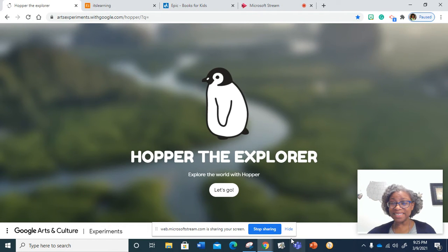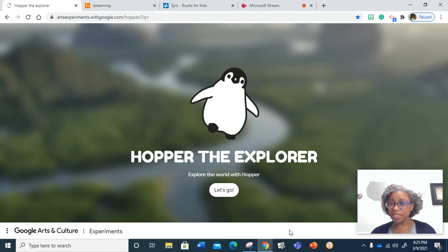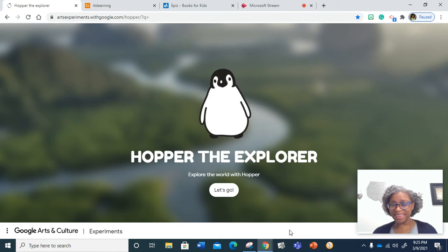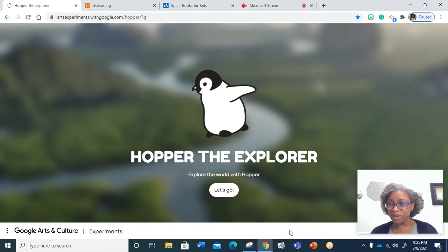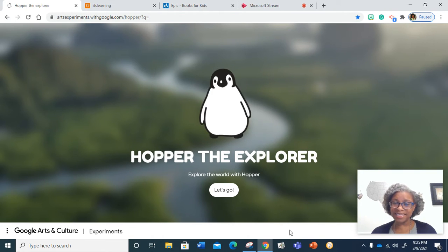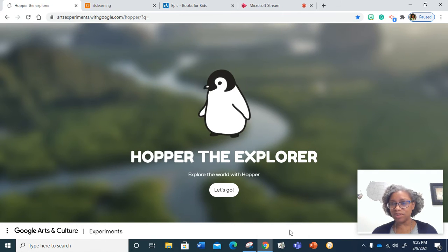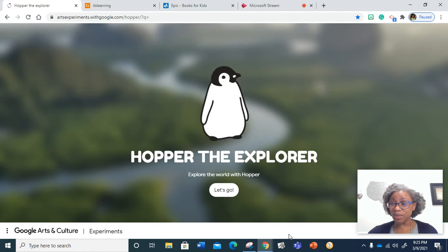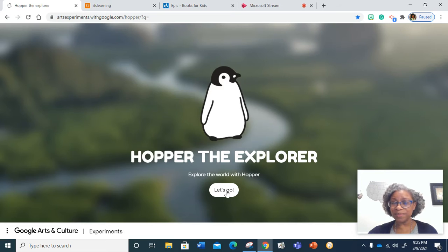And today I'm excited to share with you the next part of our economics unit, which is our Cultures Around the World project. And I want to start with introducing you to Hopper the Explorer. You're going to be able to use this a little bit later on in our lessons, but I did want to introduce him to you. So, this is Hopper the Penguin, and he loves to travel. So, I would like for you to see where Hopper is going to go. And he was going to visit the country that I will be researching. So let's go.